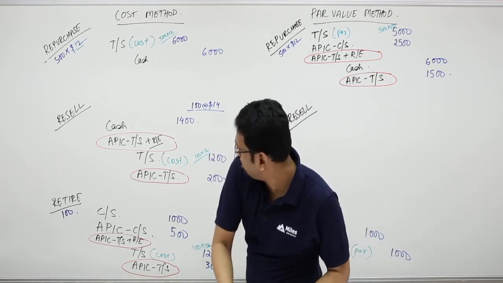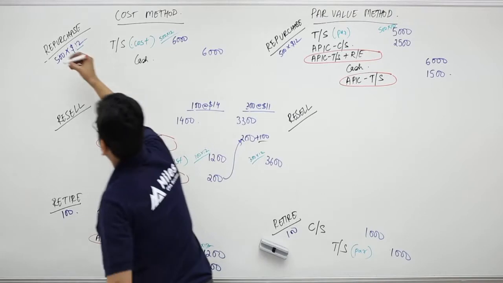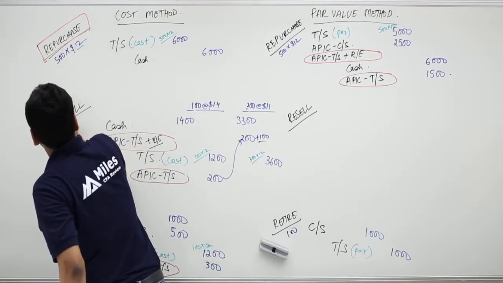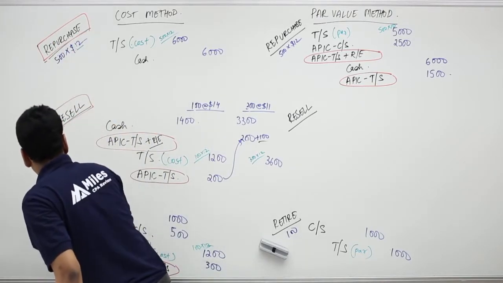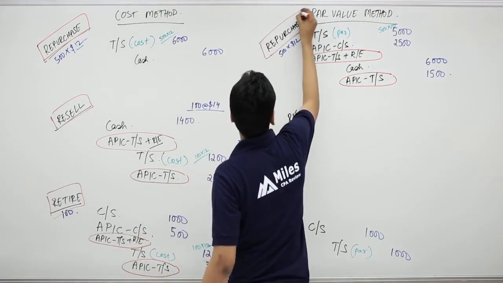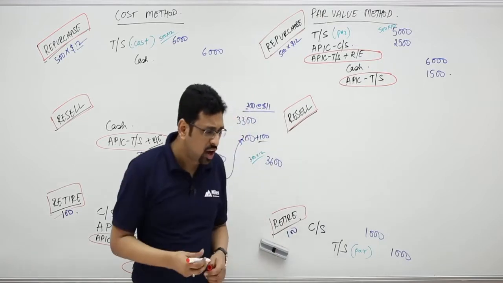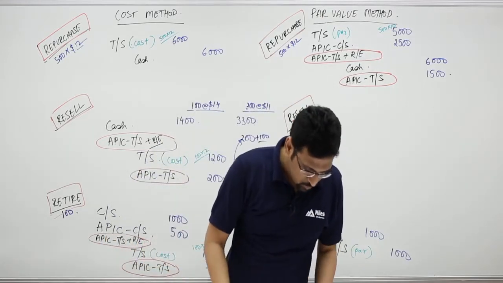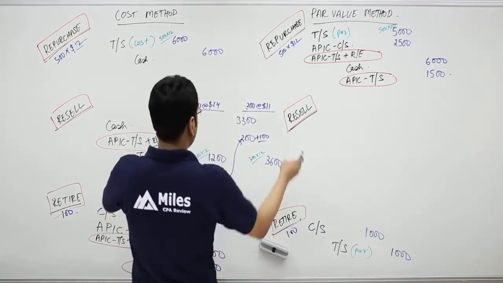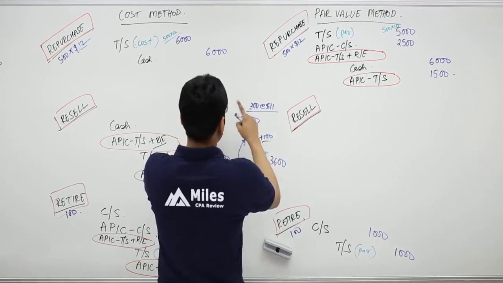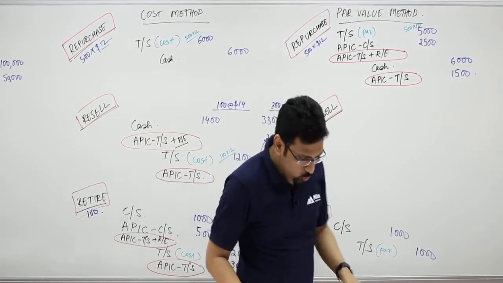Just hope the board is not getting too messy here. So you're looking at repurchase, resell, retire. As I told you, there are 3 R's when you're accounting for treasury stock. So let's say you've resold 100 stock at 14, 300 stock at 11. Let's go on with the same thing.